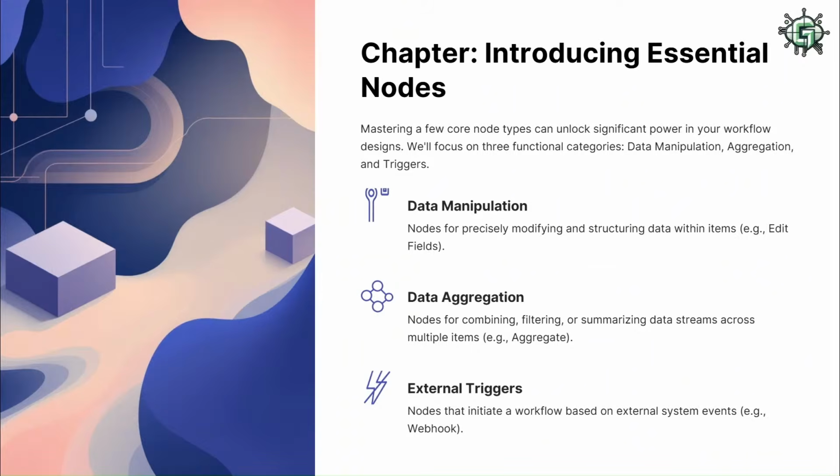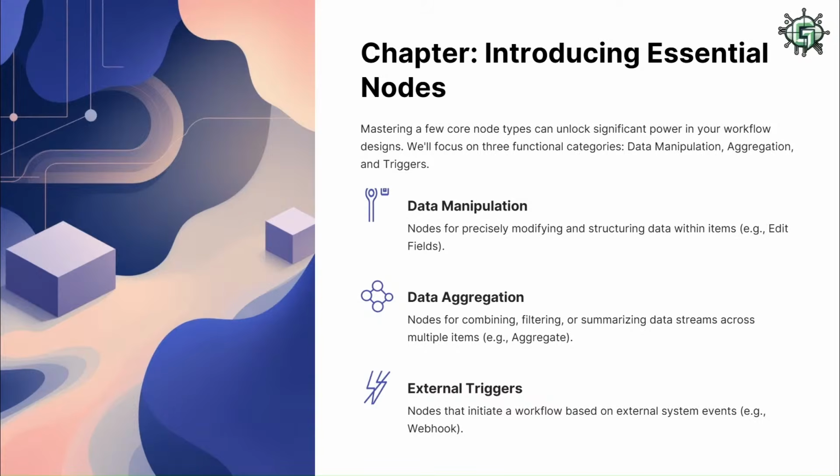So here come three things, a few node types which are very useful: data manipulation nodes, aggregation nodes, and trigger nodes. Trigger nodes are easy, so we will discuss them first. They start workflows from external events, like a webhook or Stripe. These are called trigger nodes.